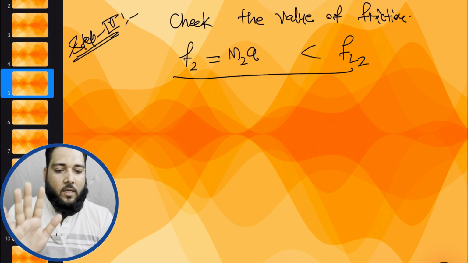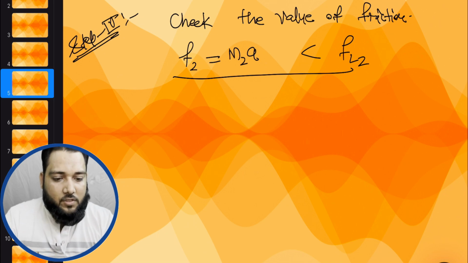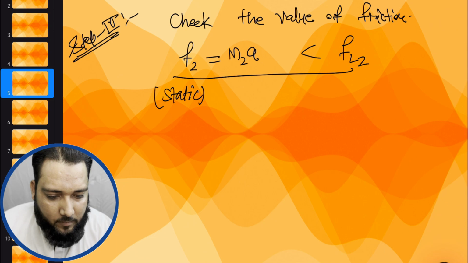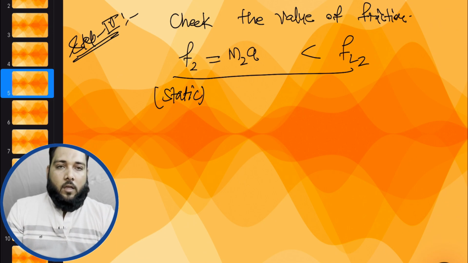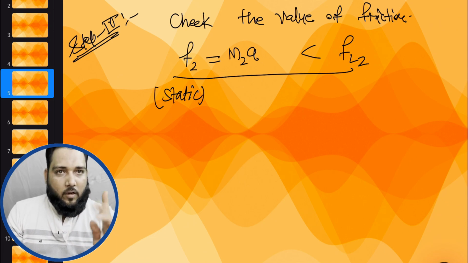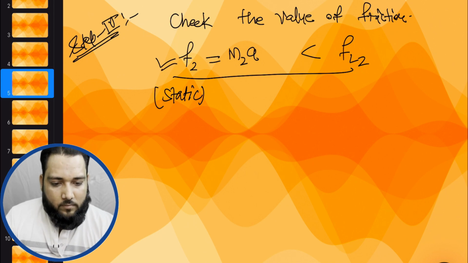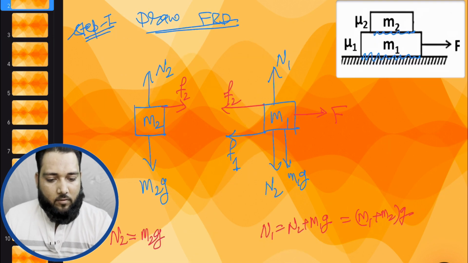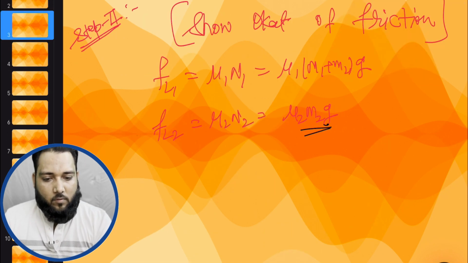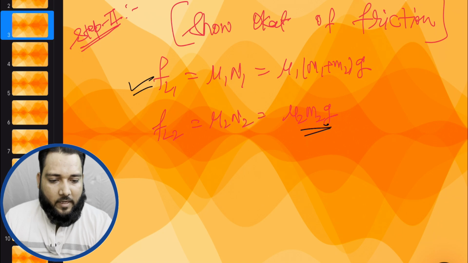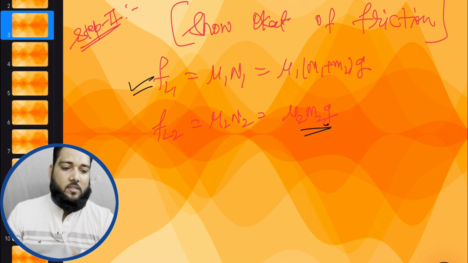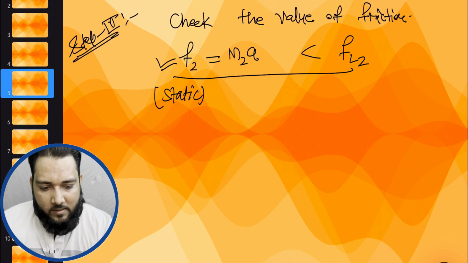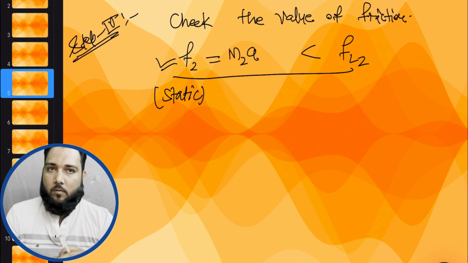And this friction F2 will be static. So we have calculated the value of friction, that is F2. The value of acceleration, that is A1, we have calculated here. And on the first surface, the friction is FL1. If F2 is coming less than FL2, both the blocks will move together.